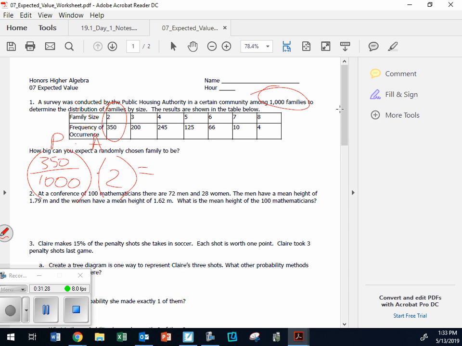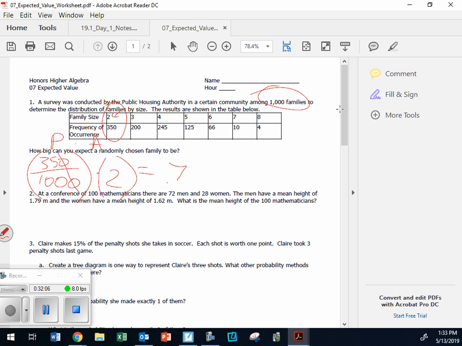350 over 1,000 times 2. If you want to be strategic on the calculator, you could say 35 over 100. Or if you really were smart, you'd say 0.35 right off the bat. Think about that. 0.35 times 2. And I can even do that in my head. 0.35 times 2. Well, it's 35 times 2, which is a 70. So then the question is, do I really want to do 70? Well, it's got to be some percentage of 2. It's got to be way less than 2. So it's 0.7. Is that the answer to the question? No. That's just the probability times the amount for the first one.